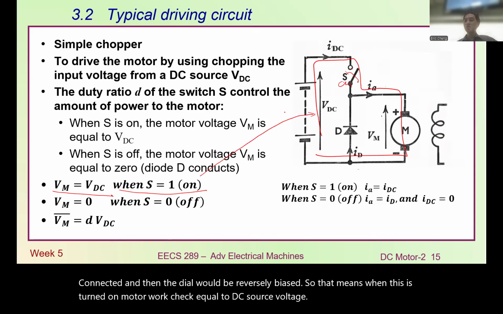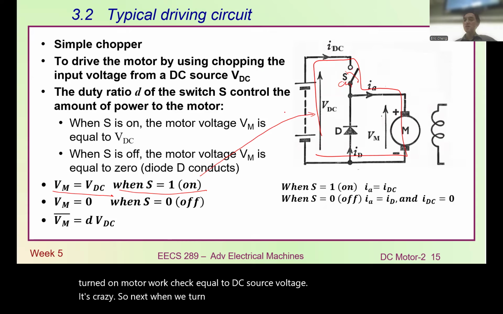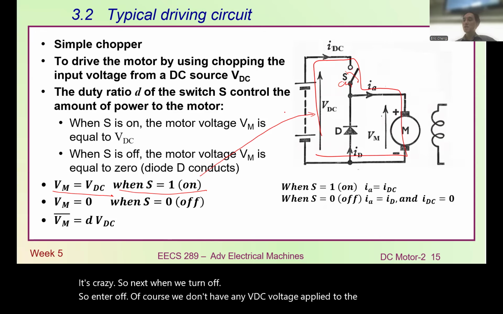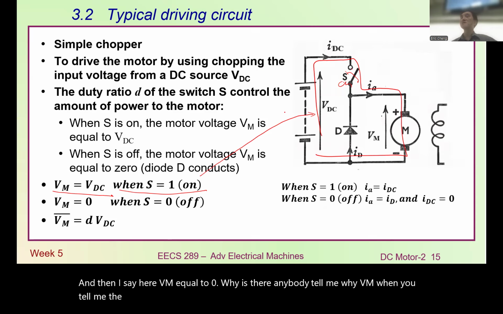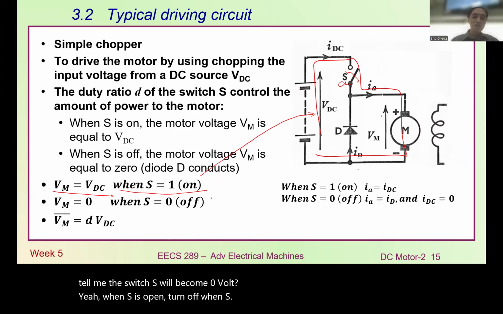Next, when we turn off, of course, we don't have any VDC voltage applied to the motor. Instead, I say here Vm equals 0. Why is that? Can anybody tell me why Vm, when we turn off the switch S, will become 0 volts? When S is open, why do I say Vm equals 0? Why can't Vm be another voltage rather than 0?